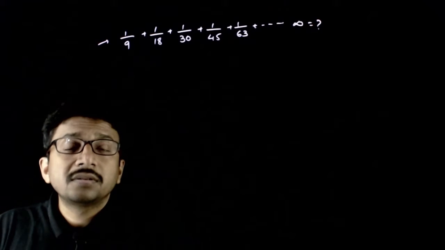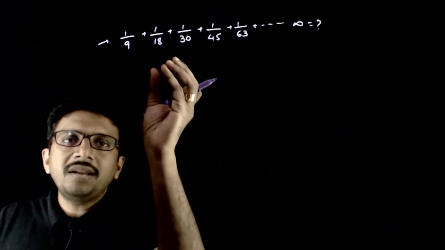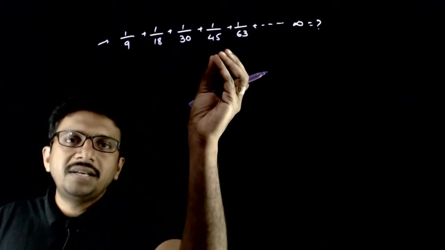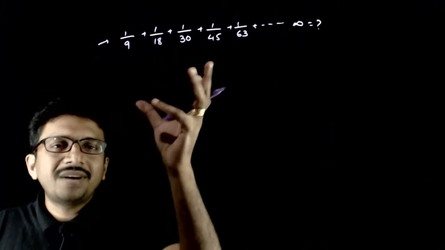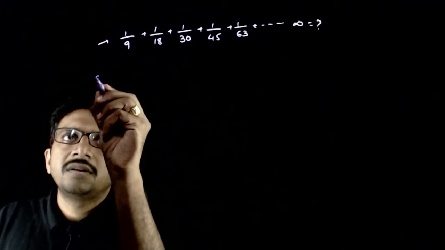So welcome students. In this question you are asked to find 1 by 9 plus 1 by 18 plus 1 by 30 plus 1 by 45 plus 1 by 63 and so on up to infinity. You are asked to find the sum of this infinite sequence.